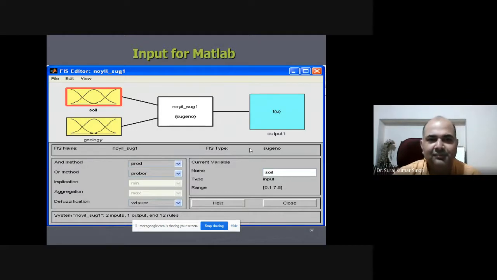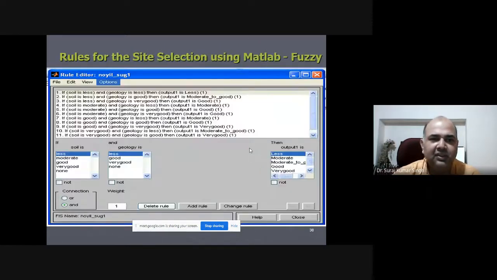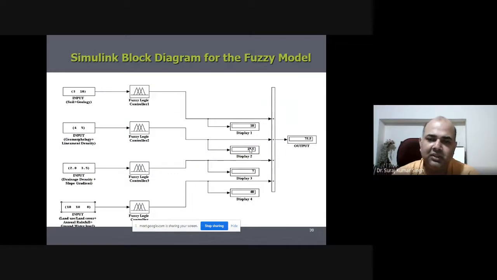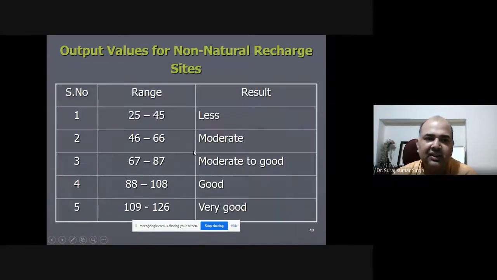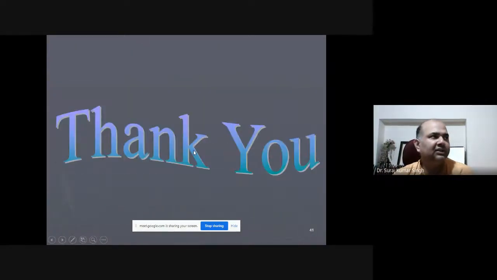So this is the outflow of the different layers, how it will be done using the MATLAB software, how you'll be preparing each and every unit, and finally how you'll be coming to that rank.